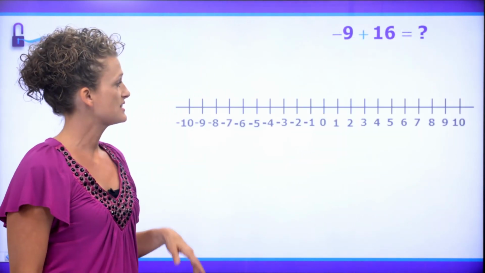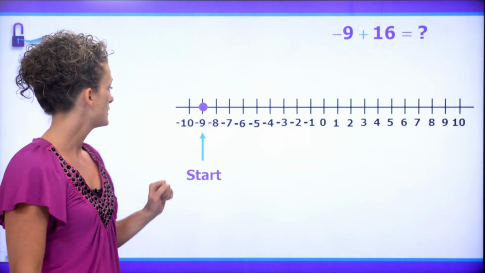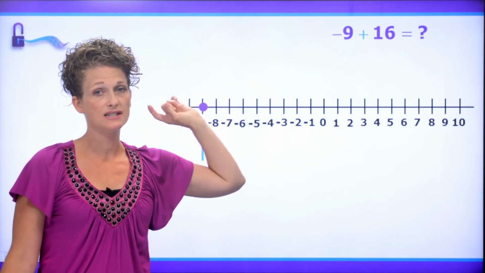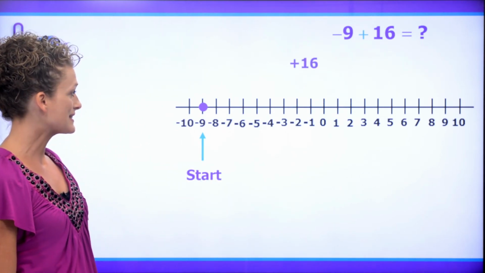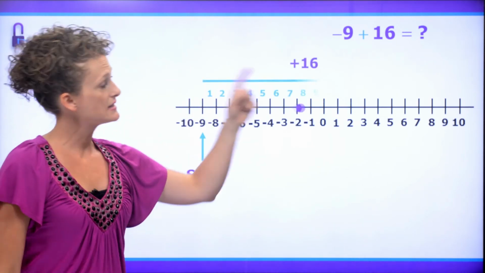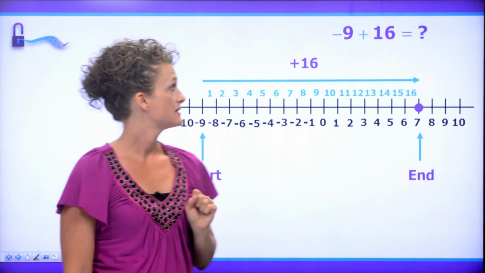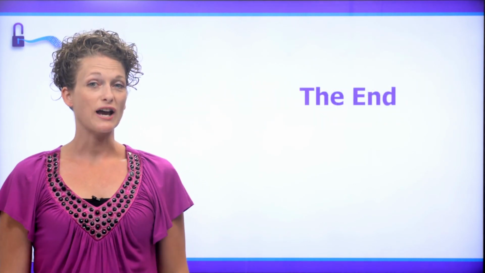So negative 9 plus 16, what do we get? Well, first thing we're going to do is start with the minuend at negative 9, and then we are going to move 16 places. This time we're going to go 16 to the right because we're adding 16. So when we add 16, we count 16 spaces, and we end up at 7, a positive 7. And that's your lesson on subtracting integers.